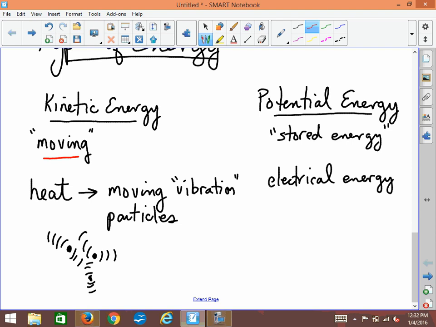So electrical energy can be stored as a potential energy, and we could also think of electrical energy as the motion of electrons. So technically, it could kind of go in both categories, but if we think of the battery as the example, then electrical potential is the energy stored in a battery waiting to make electrons move.